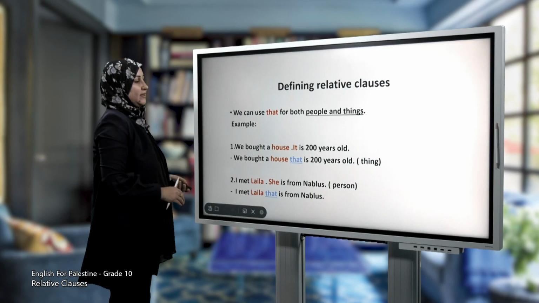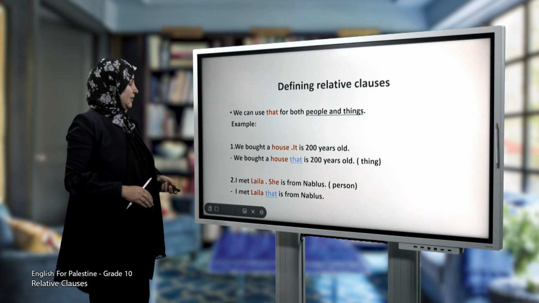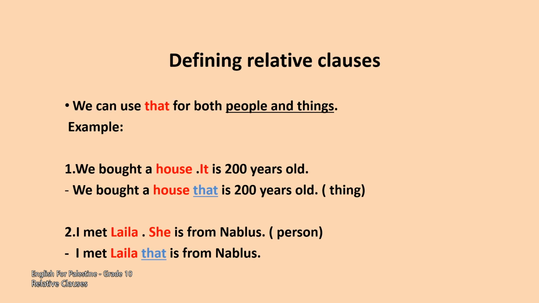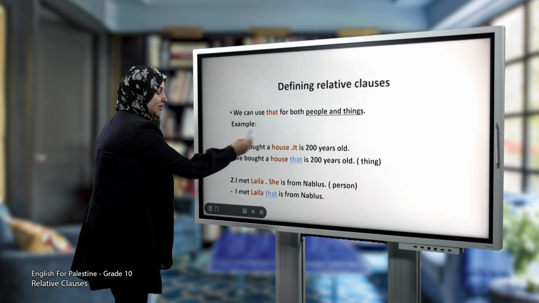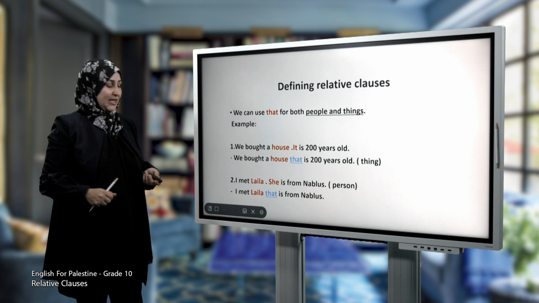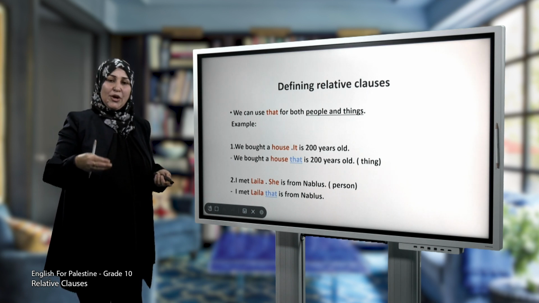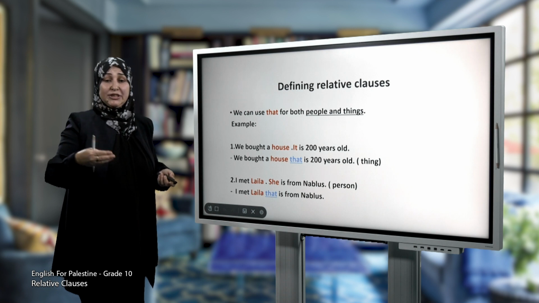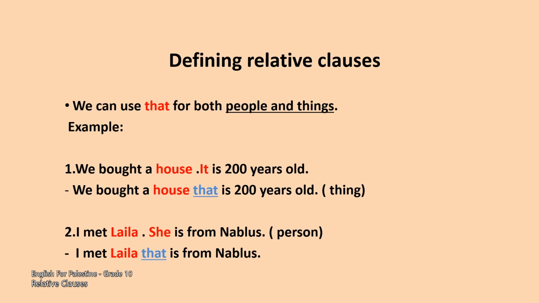We can use that for both people and things. Example: we bought a house, it is 200 years old. Here we are talking about the same thing, the house, and this information is very important or essential. This is a defining relative clause, so we can use that instead of which. We bought a house that is 200 years old.